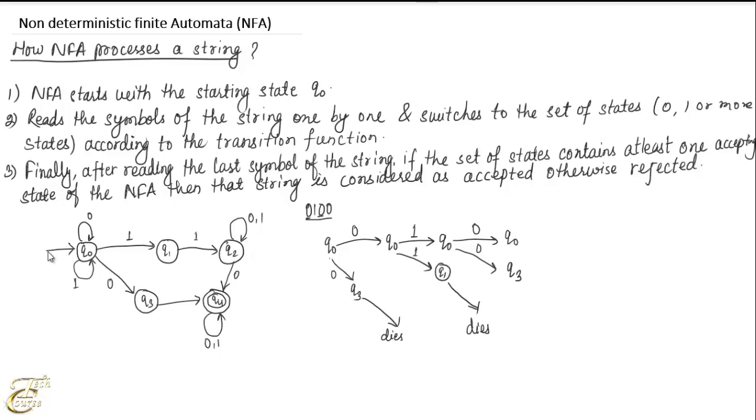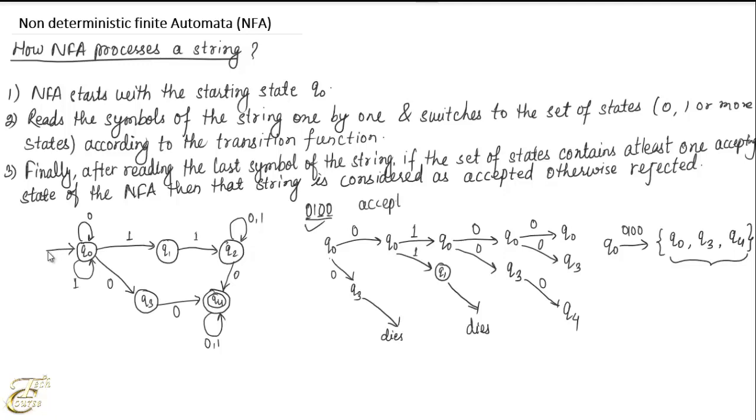Now the machine reads this last symbol in Q0 and Q3 state. So reading 0 in Q0 state either leads to the state Q0 or Q3. Similarly, reading the symbol 0 in Q3 state leads to the state Q4. Finally, after reading the string 0100 from the state Q0, the machine may reach the states Q0 or maybe Q3 or maybe Q4. Since this set contains one accepting state, that is Q4, therefore this string is accepted by our NFA.